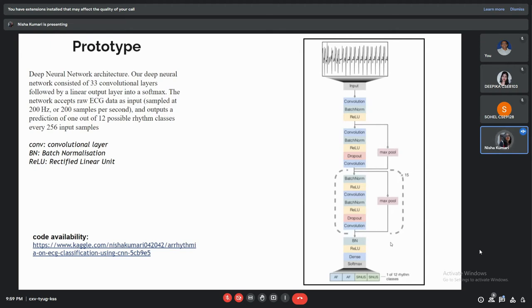A dense layer is a simple layer of neurons in which each neuron receives input from all the neurons of the previous layer, and therefore it is termed a dense layer. This is used to classify images based on the outputs of the convolutional layer. After the dense layer, the neurons go to the softmax layer. Softmax is a mathematical function that converts a vector of numbers into a vector of probabilities, where the probabilities of each value are proportional to the relative scale of each value in the vector. So this was our prototype.